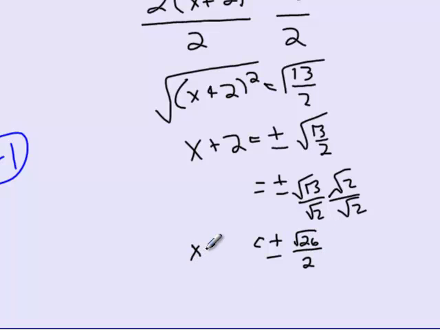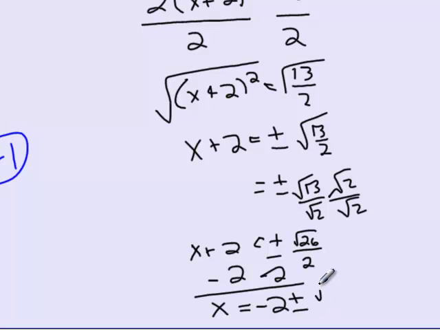And over on the left side here I have x plus 2. I finally just subtract 2 from both sides, and I get x equals negative 2 plus or minus the square root of 26 over 2. And that's our final answer. It looks kind of funny because it's negative 2 plus or minus the square root of 26 over 2, but it is the final answer, and we're good to go.